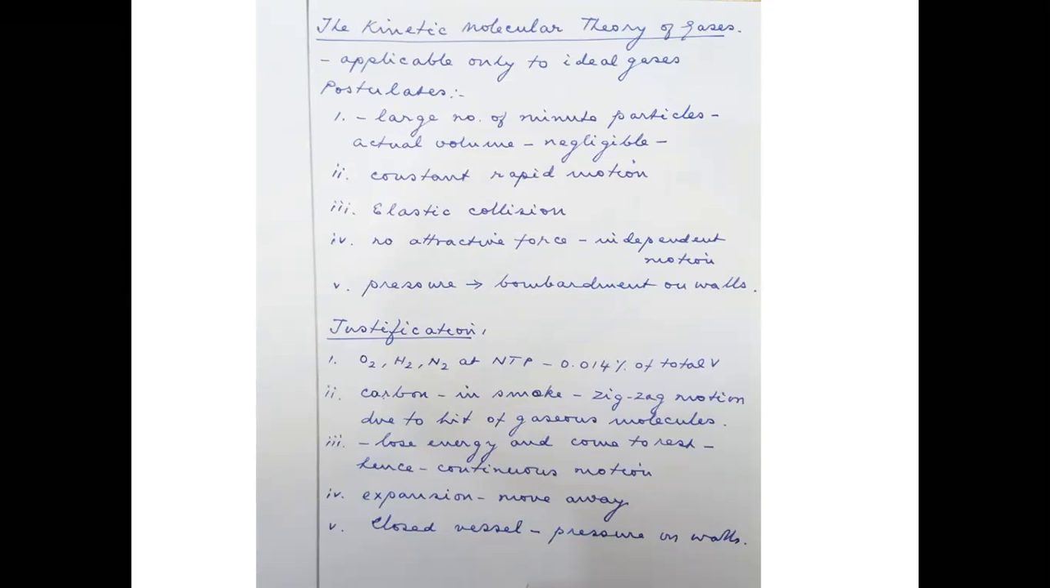Actually, the carbon particles do not have any zigzag motion of their own, but these particles are hit by the gaseous molecules. So the carbon particles are moving here and there. The zigzag motion is because of the zigzag hits the carbon particle gets from the gaseous molecules. Therefore, it is confirmed that gaseous molecules are in a constant rapid motion. This is how the second postulate is justified.